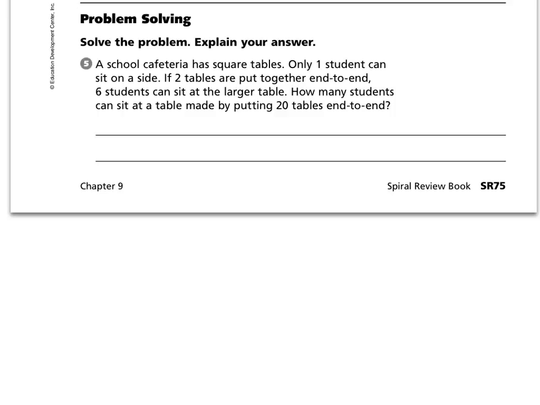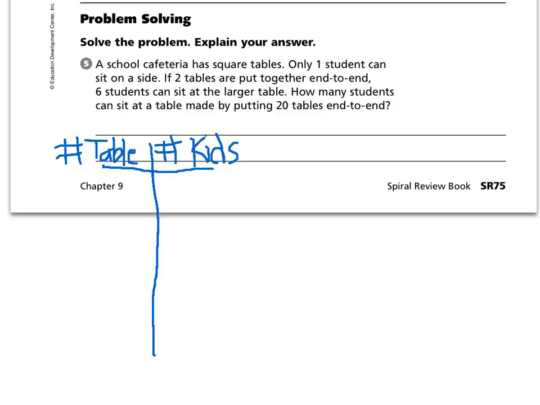So what I'm going to do is set up a little table. My table has the number of tables and then the number of kids. For the first table, I know that 4 kids can sit there. For the second table, the story problem told me that 6 kids can sit there. Now, I'm not quite sure yet what the rule is going to be, so I'm going to go ahead and draw 3 tables so I can see how many kids can sit there.